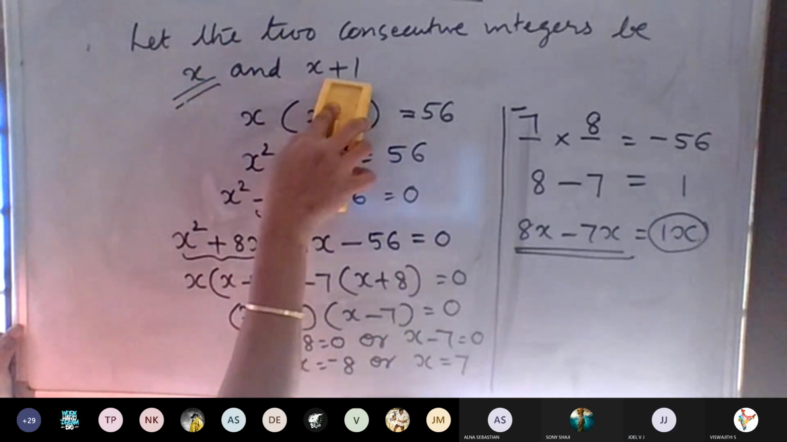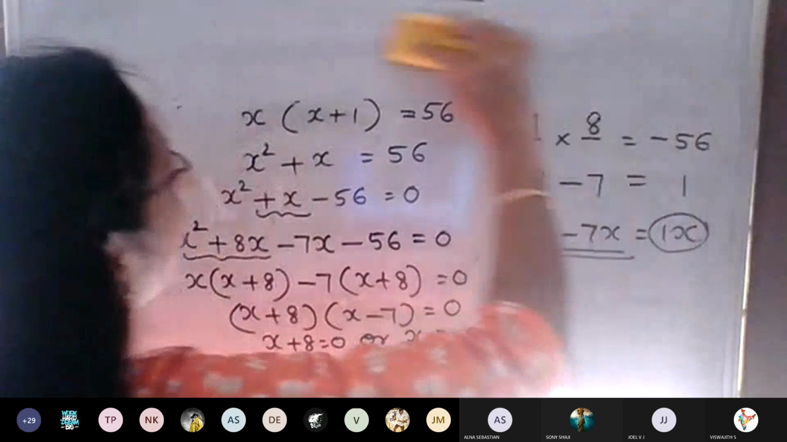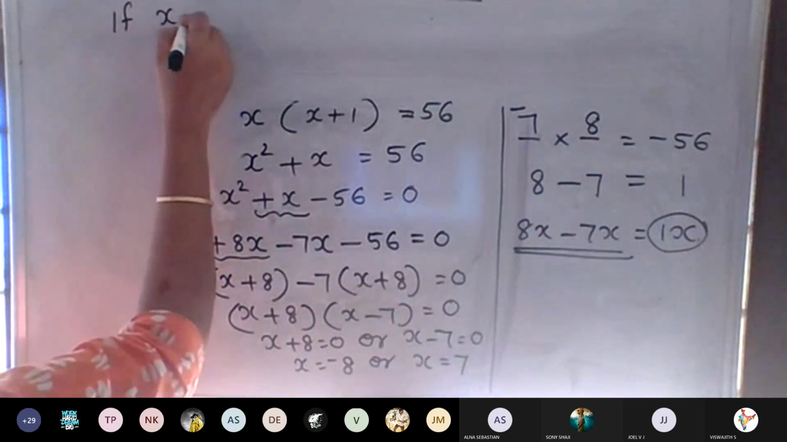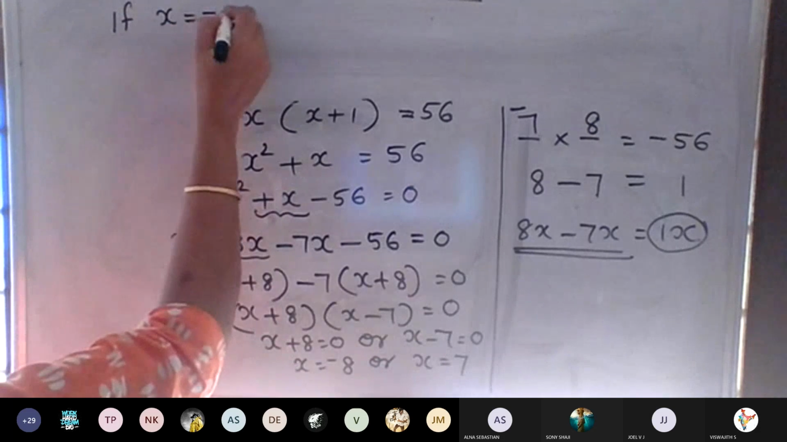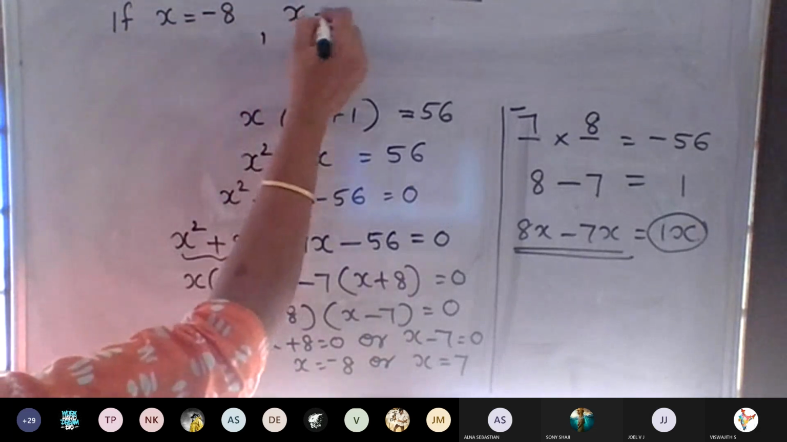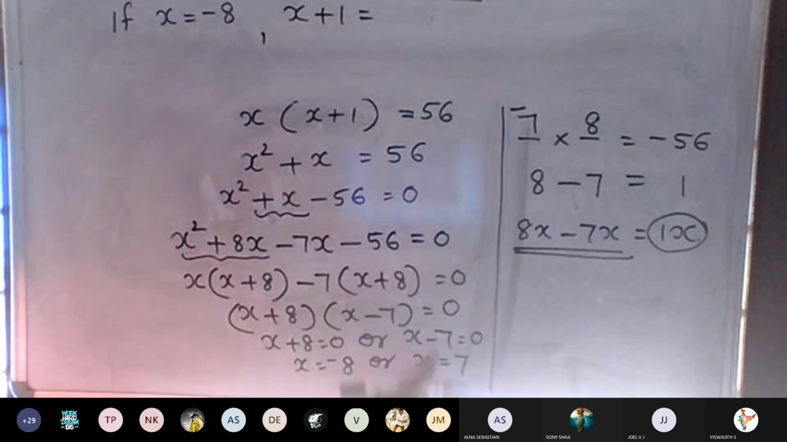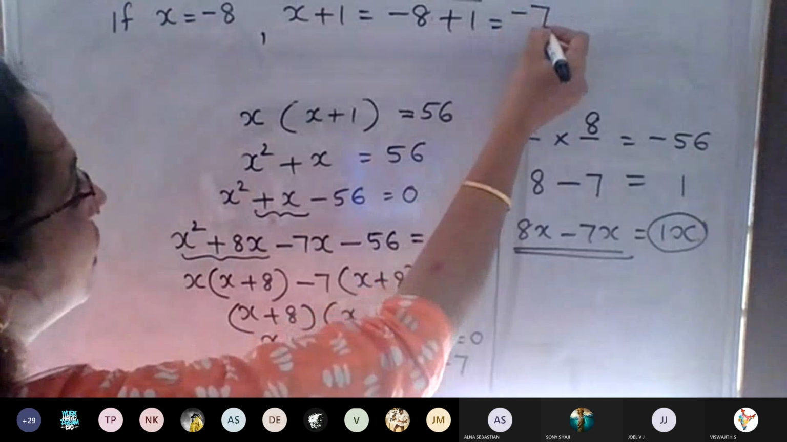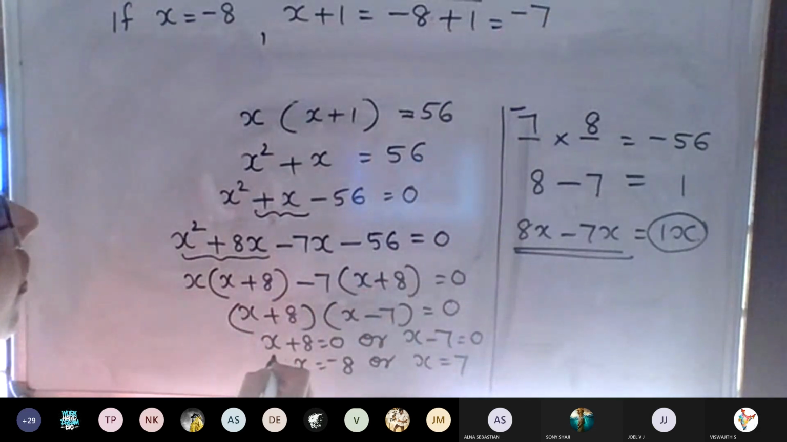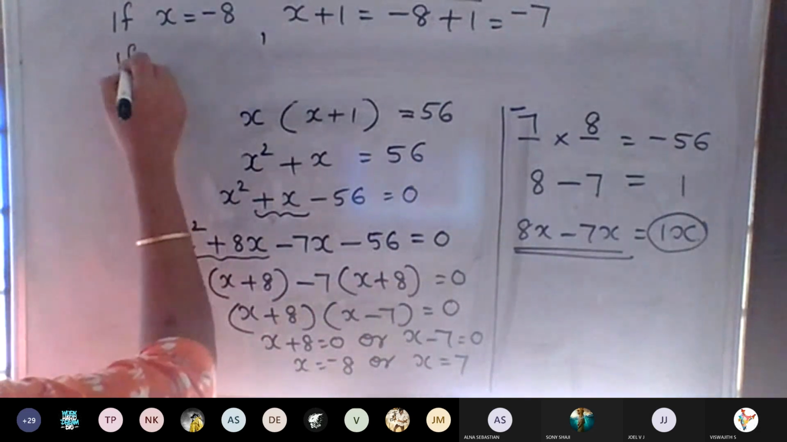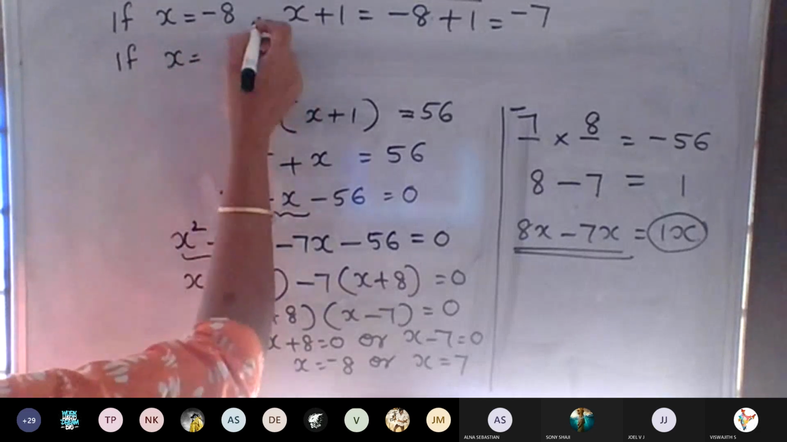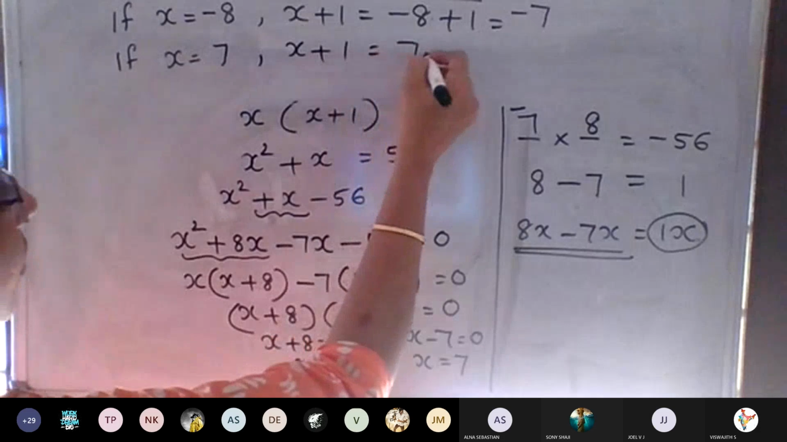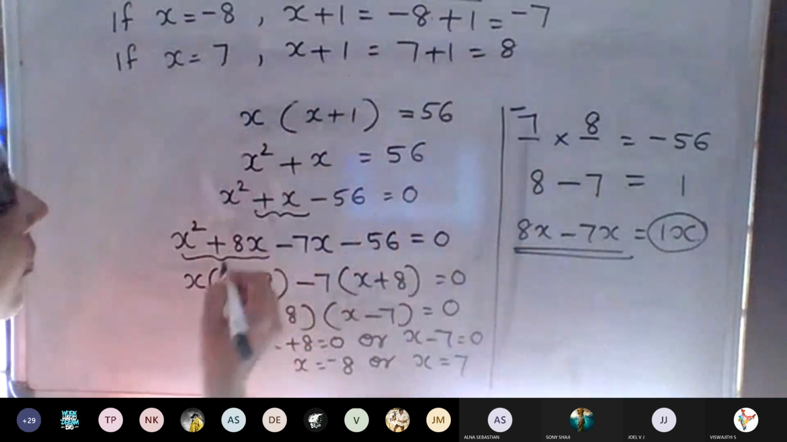We assume them as x and x plus 1, so we have to find those integers. If x is equal to -8, x plus 1 will be -8 plus 1, which is equal to -7. Understood? Then if x is equal to 7, x plus 1 will be 7 plus 1, which is equal to 8.